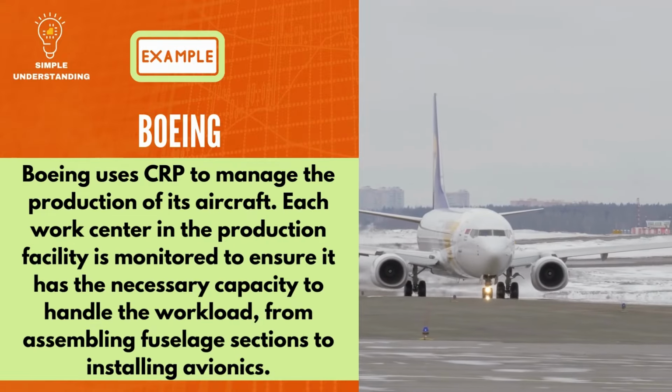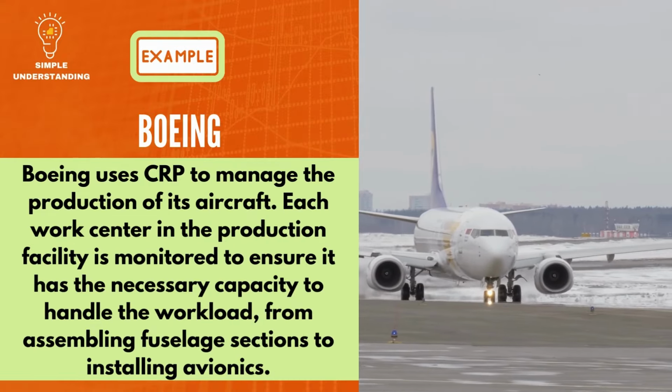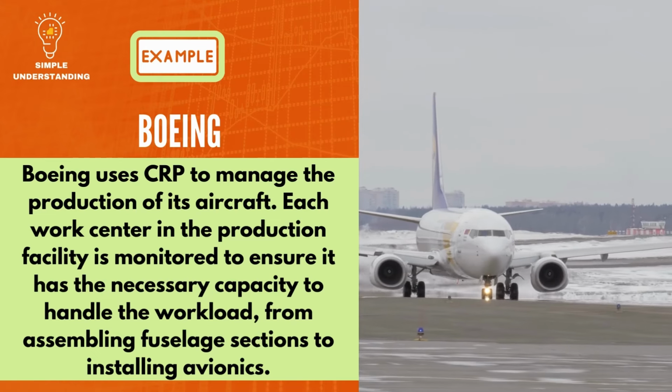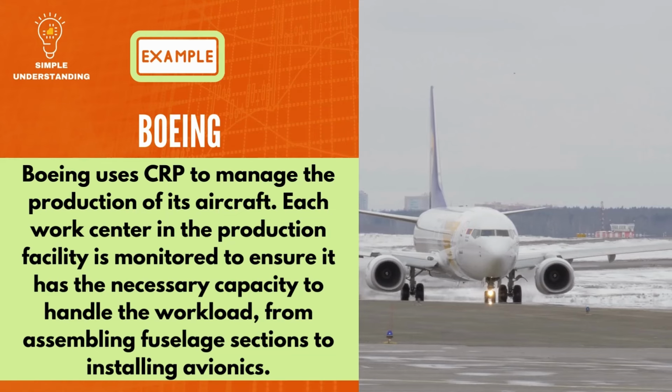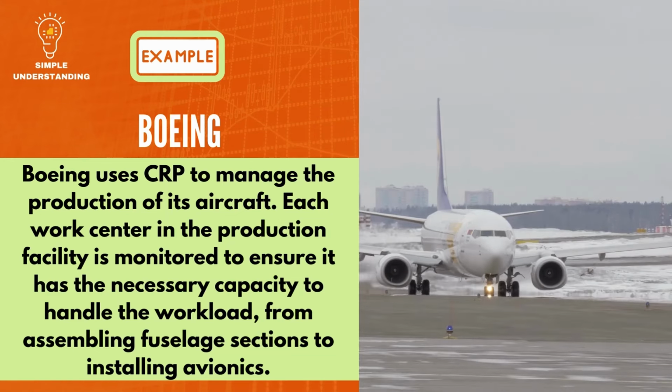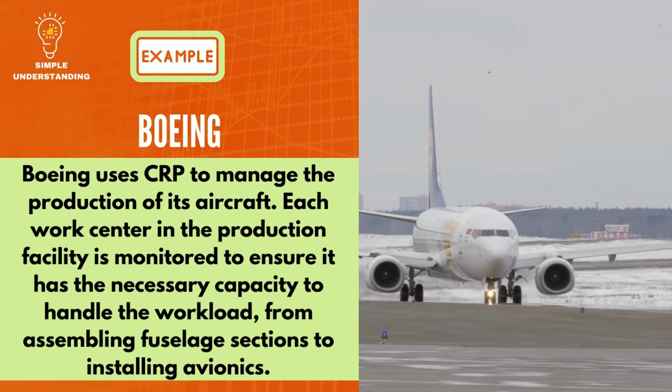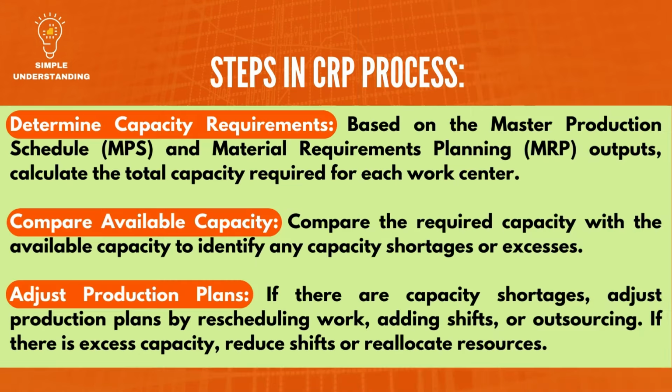Example: Boeing. Boeing uses CRP to manage the production of its aircraft. Each work center in the production facility is monitored to ensure it has the necessary capacity to handle the workload, from assembling fuselage sections to installing avionics. 2. Steps in CRP process.